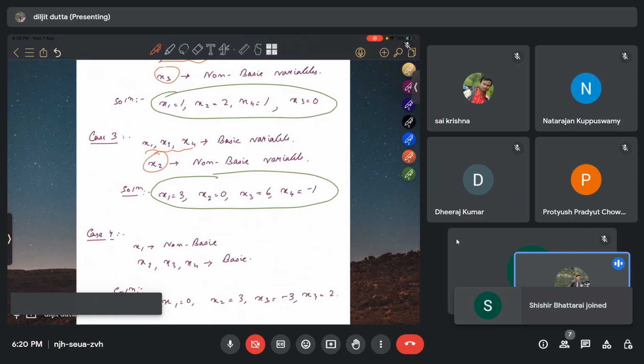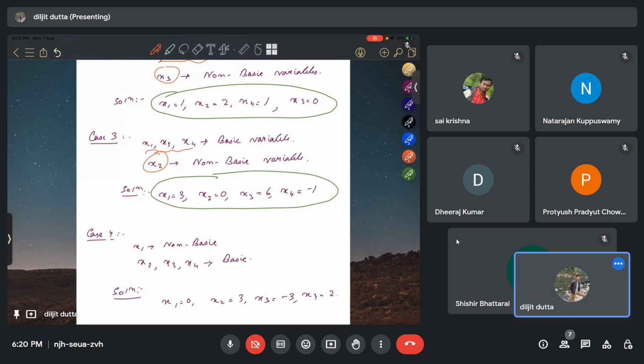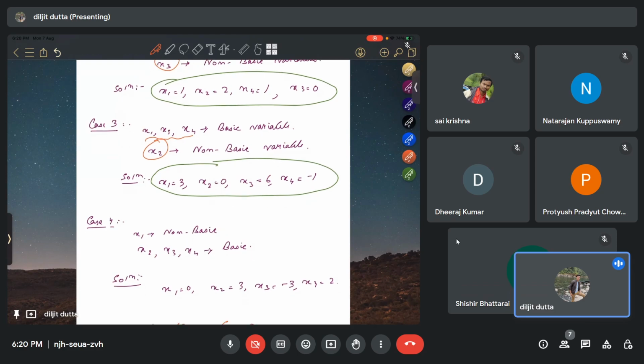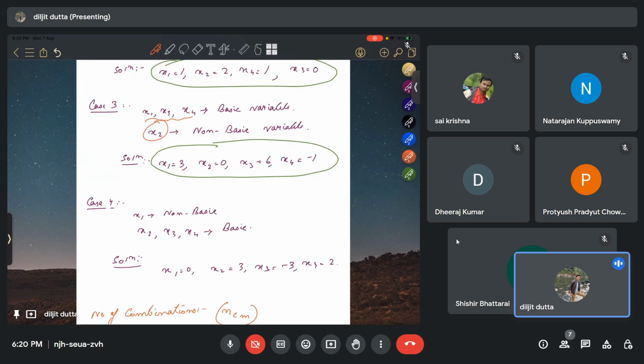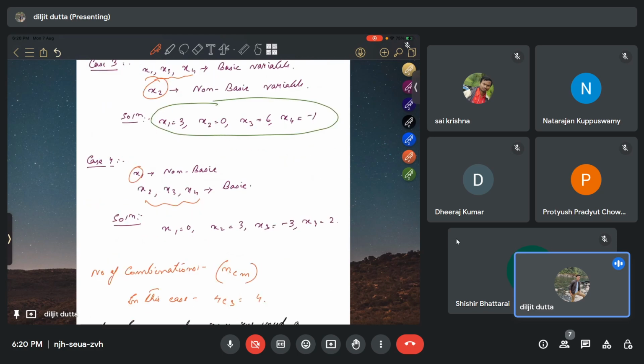So in that case we will also get a different solution where x1 equal to 3, x2 equal to 0, and x3 equal to 6. And the fourth case is we take x1 as the non-basic variable and x2, x3, x4 as the basic variables. By considering this scenario, we will get one more solution.